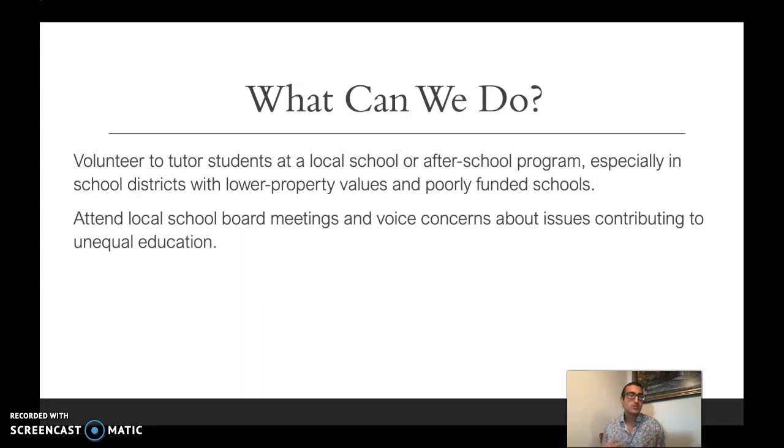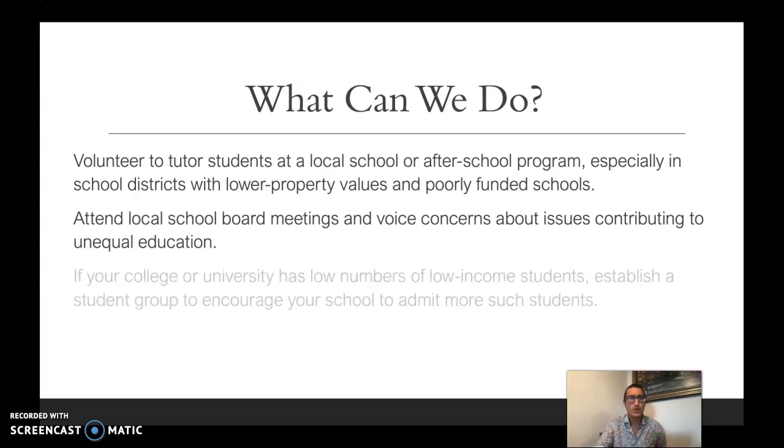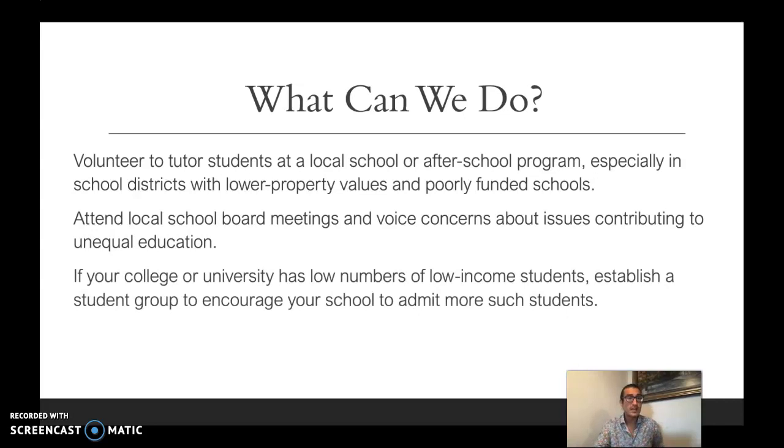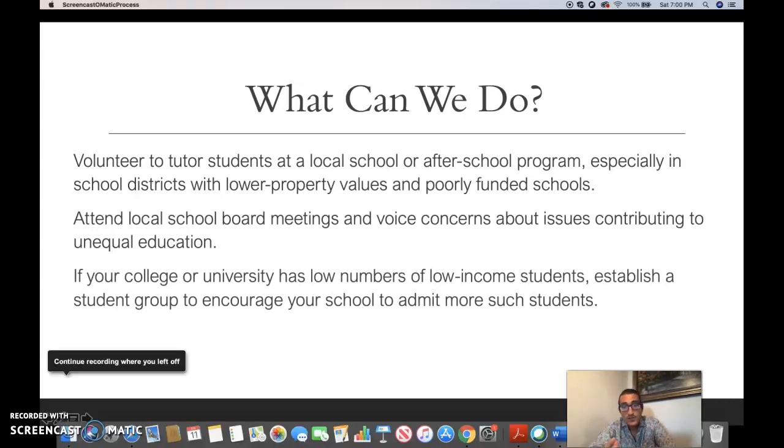If we elect people to school boards that approach education from a more holistic perspective, voting people onto school boards that recognize the inequalities and the problems that exist, and encouraging to elect people into those positions of power that have agendas set forth to improve educational opportunities for everyone, especially for marginalized communities, that's really some meaningful work that we can do at the local community level. If your college or university has low numbers of low-income students, you could work to establish a student group that encourages your school to admit more such students.